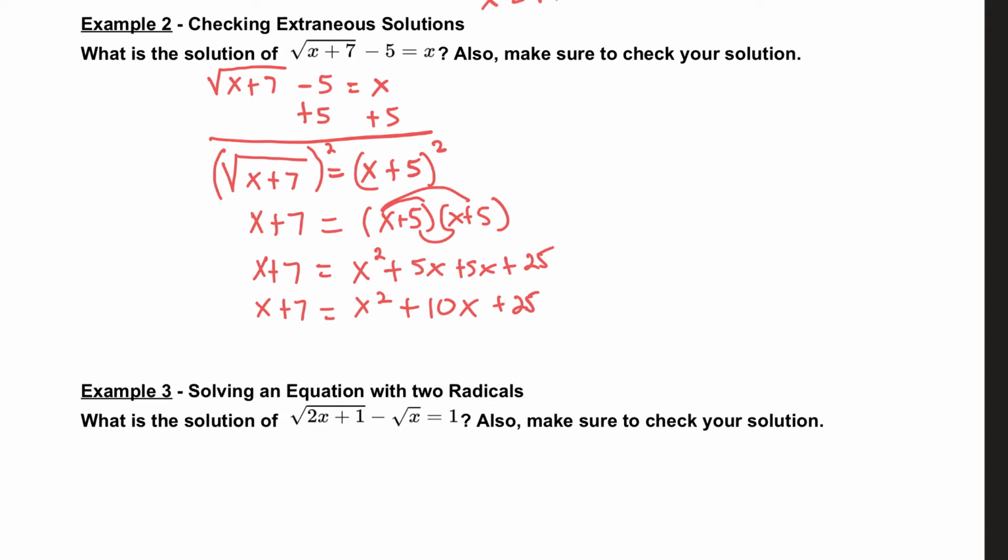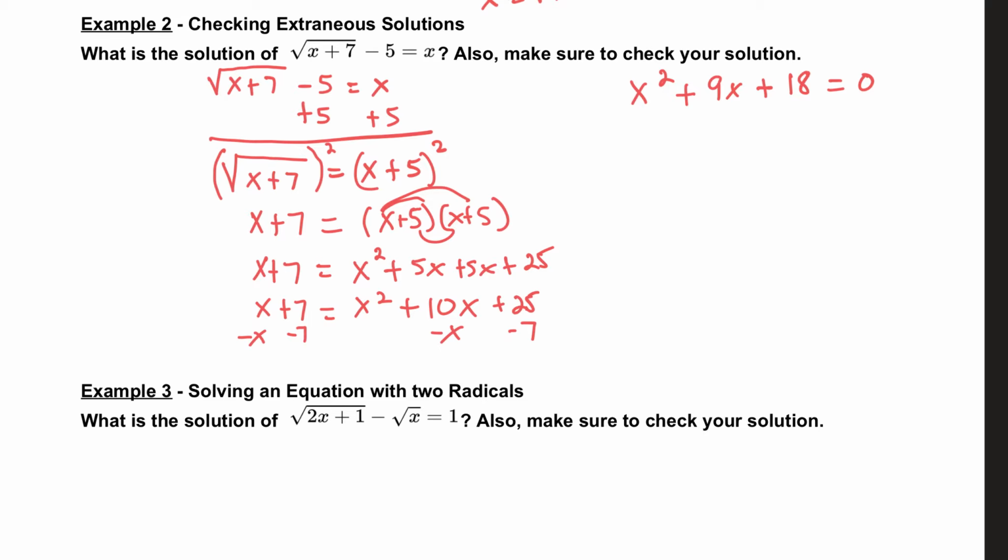And we're going to solve this quadratic, so we're going to have to subtract 7 from 25, and we have to subtract x from 10. And I'm going to write it up here. So we have x squared plus 9x, and then 25 minus 7 is plus 18. Okay, plus 18, 25 minus 7 is 18, that's right.